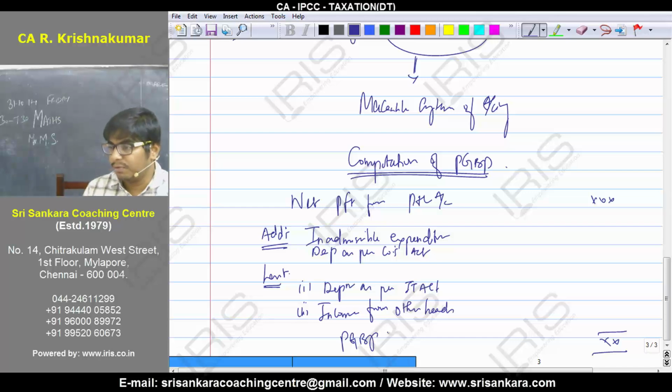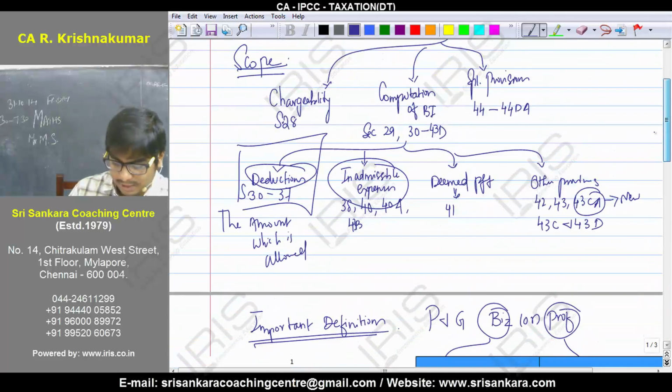I've given you a simple format. Inside this, there are so many adjustments which are coming. We have seen so many sections. We have to deal with, for deductions alone, what is allowed and how much is allowed. You have sections 30 to 37. You have 7 sections within that.